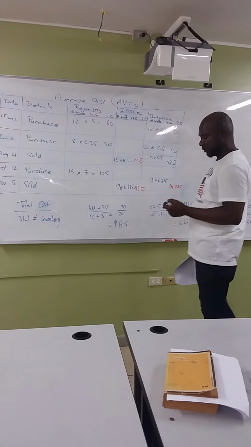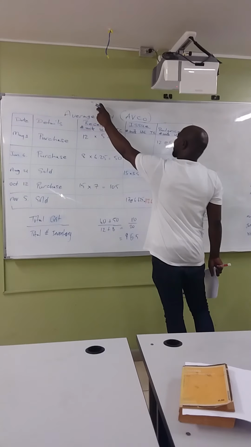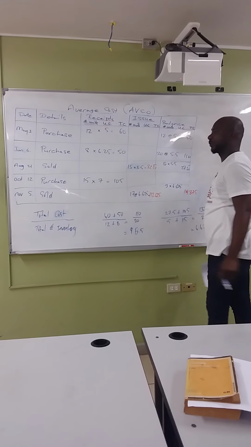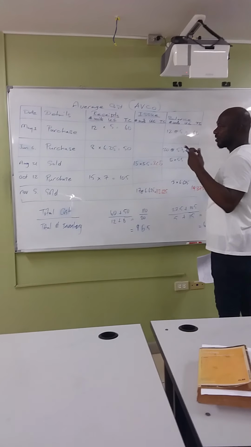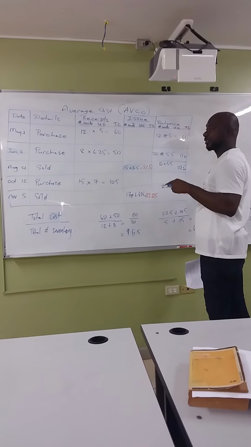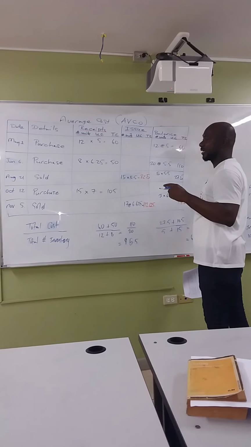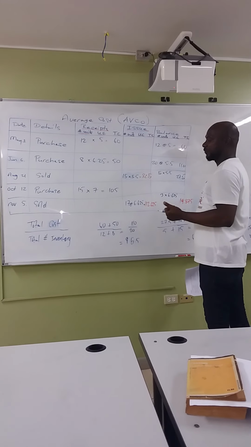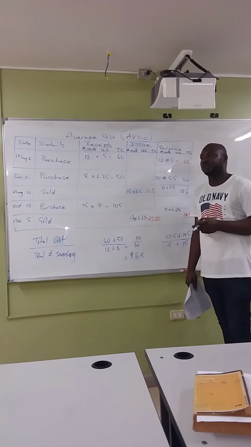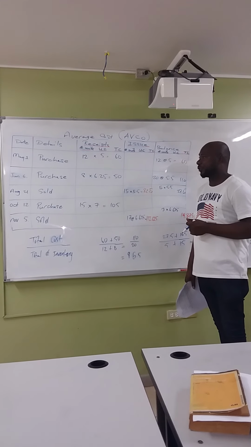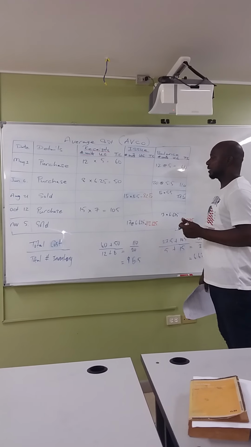The method that we're now looking at is our average cost, which we call AVCO. Now the thing about the average cost is that, unlike the first in, first out method and the last in, first out method, you're trying to find the average amount of goods in your inventory at the given point.